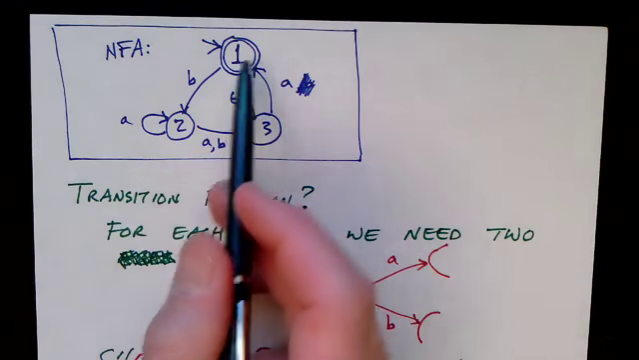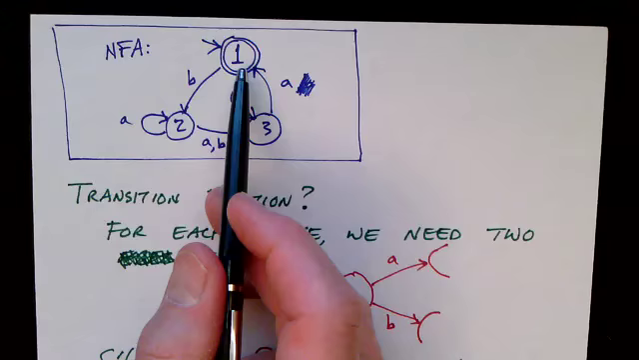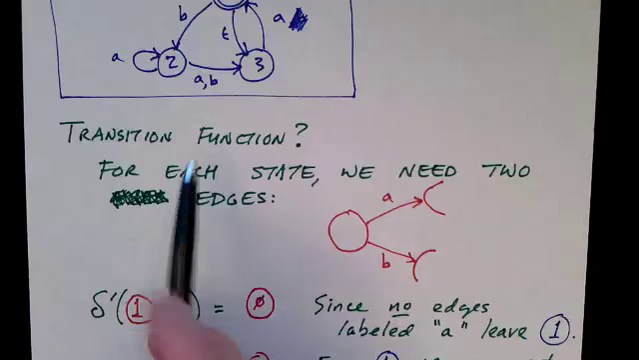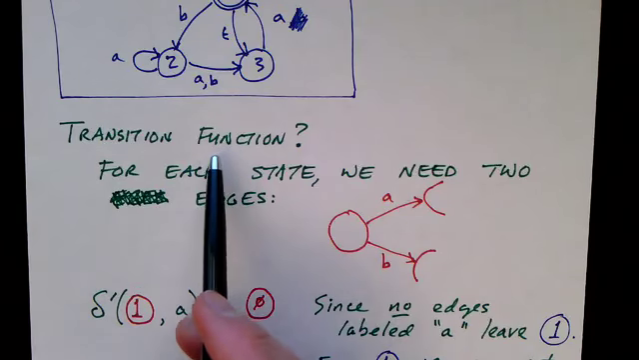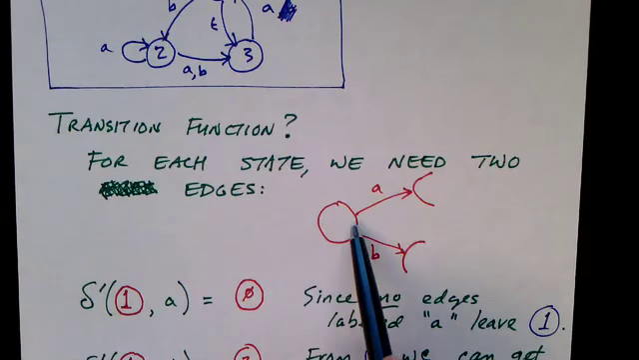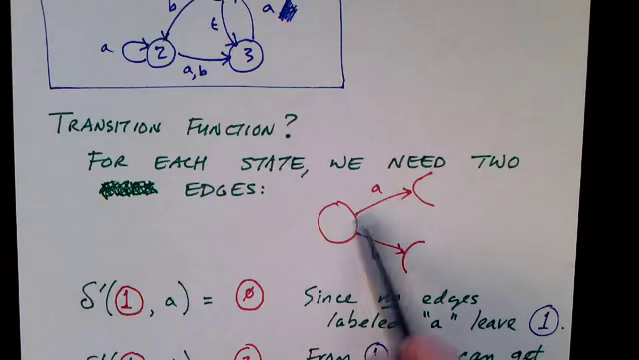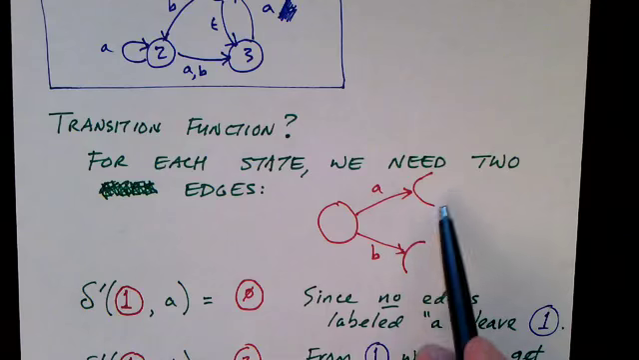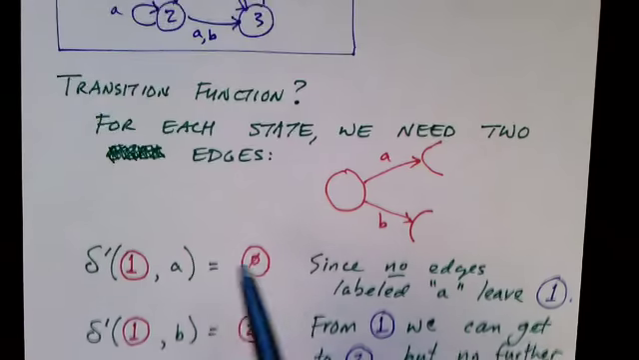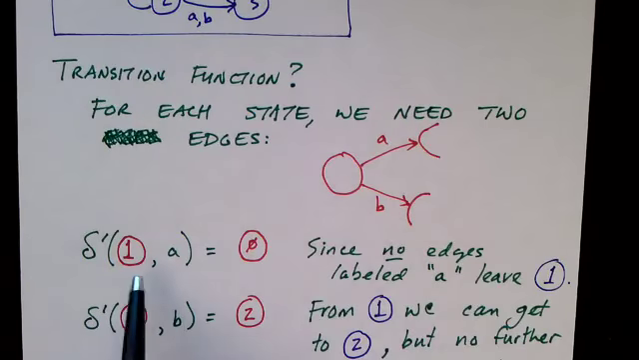I've repeated here the non-deterministic machine that we're given, so you can see it. And we're now ready to build a transition function. For each state in the deterministic machine we're building, we need to have two edges, since our alphabet has an A and a B in it. So we need to find out where we're going to go on an A and where we're going to go on a B. So let's grind through this and see if we can work it out.